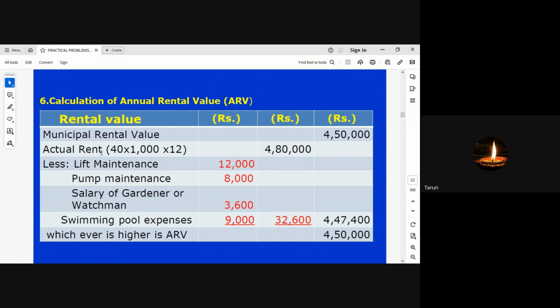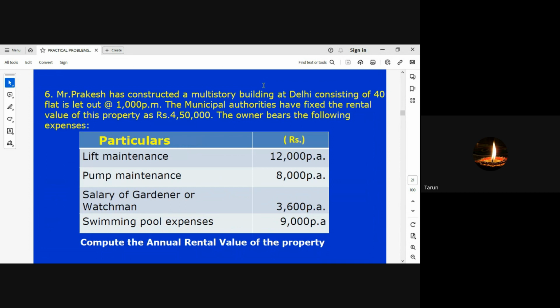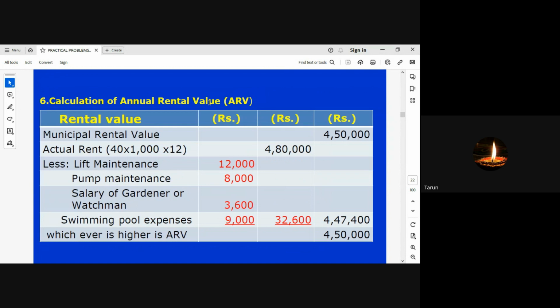Annual actual rent. Actual rent is how much? 40 flats into 1,000 into 12. 40 flats, rent amount is 1,000. So 40 into 1,000 becomes 40,000 into 12 months. So 4,80,000, right? The amount has been calculated as actual rent.